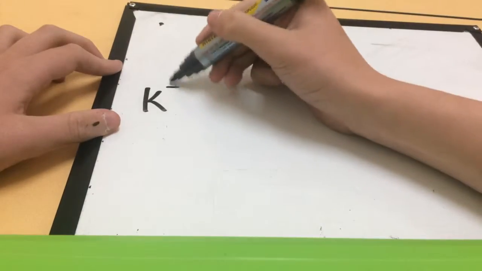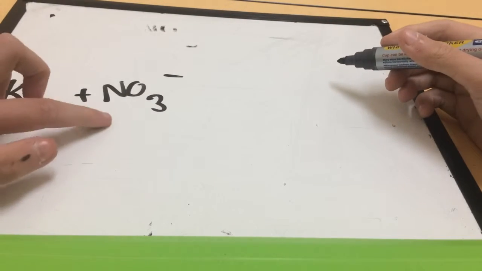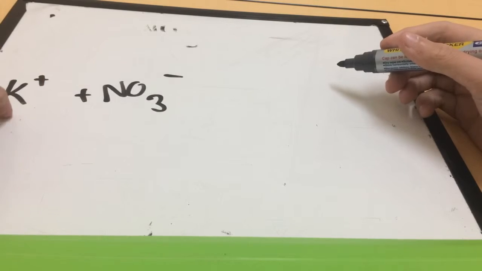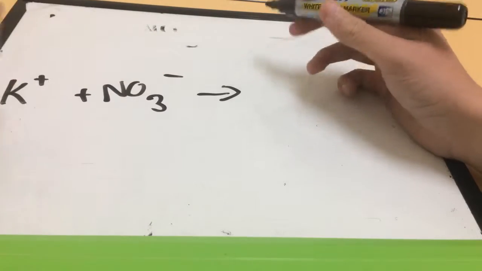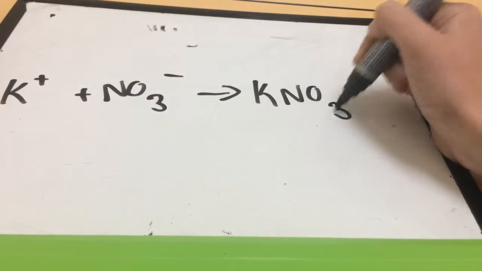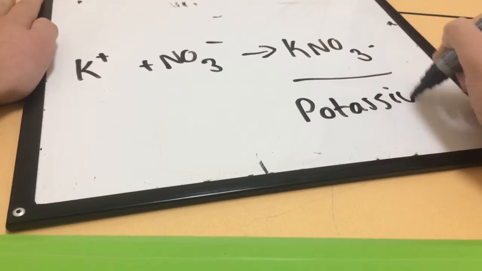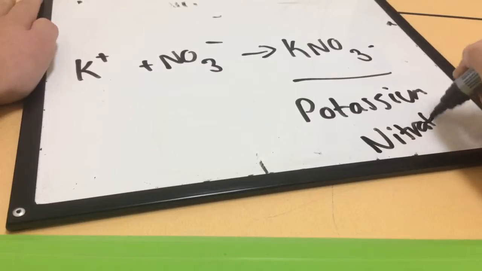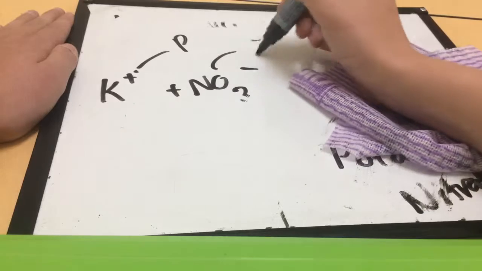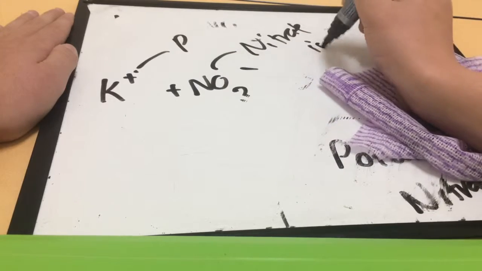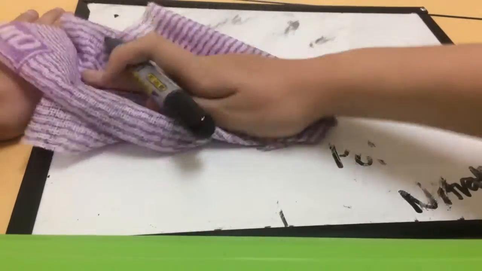So we have potassium and a nitrate. Metal and non-metal. That's going to produce +1 and -1, which equals 0. So it's just going to be KNO3. Potassium nitrate, that's what we call this one. This one's a potassium, this one's a nitrate ion. Something like that. Okay, so that's an ionic bond.